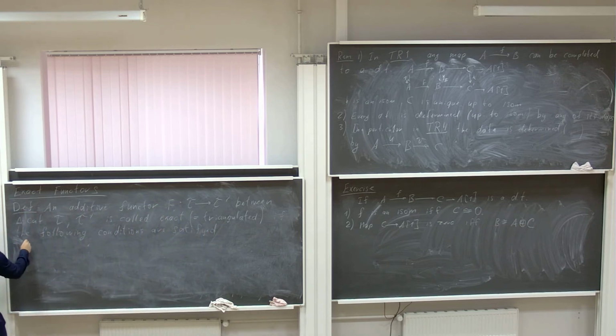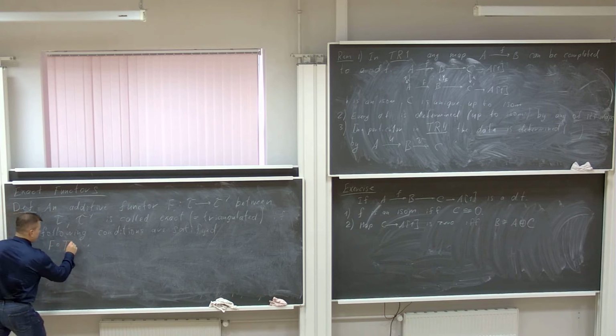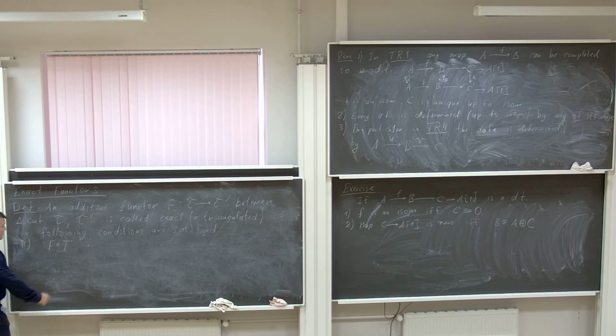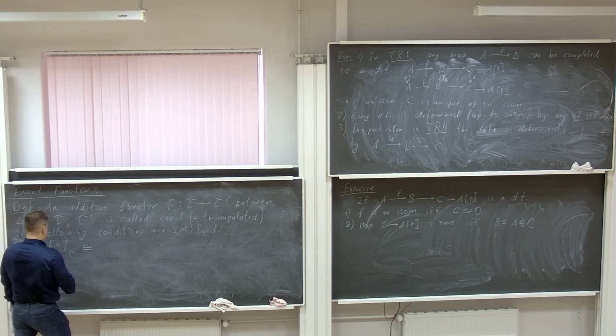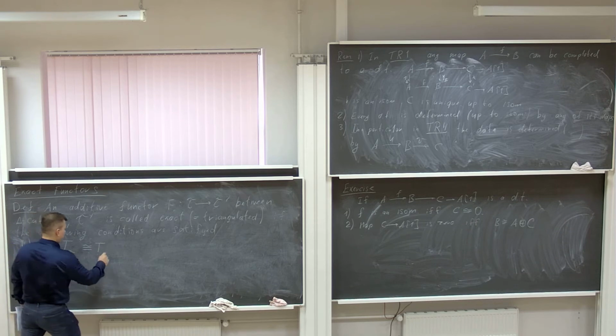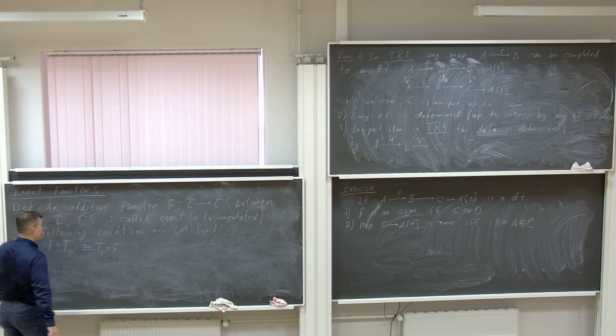The first condition is that this functor commutes with the shift. So if I take the functor F and precompose it with the shift, where t is the shift in the category T, and it's again convenient, instead of the brackets and 1, to use our notation t for the shift functors, then this is isomorphic as a functor to the postcomposition of t on the category T prime with the functor F. So it commutes with the shift.